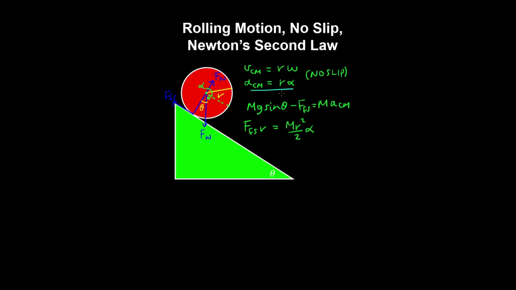And now using this relationship, we can rewrite alpha, and then dividing through by r, we cancel out these terms. And then adding these equations together, we obtain an expression for the acceleration of the center of mass.